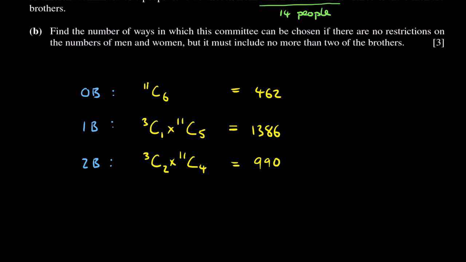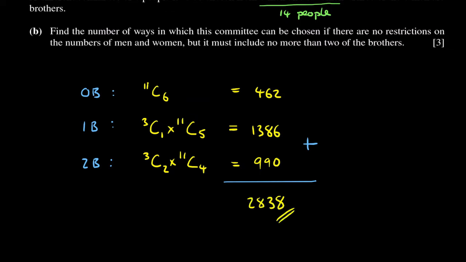And what I said in part A is that when we've got something and something, then we need to multiply. If we've got something or something, then we need to add, right? So because we can either have 0 brothers or 1 brother or 2 brothers, we need to add up all of these outcomes because these are 3 separate cases. So we're going to do 462 plus 1386 plus 990, and that's going to give me 2838. So 2838 should be my answer.